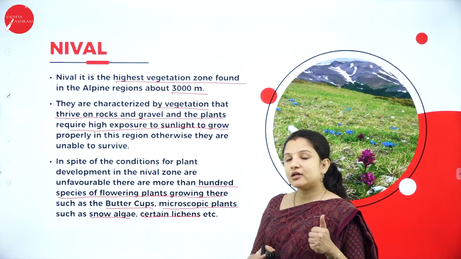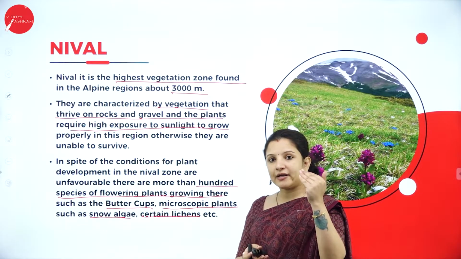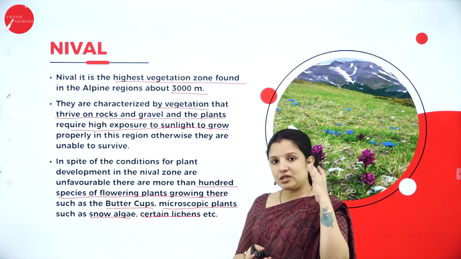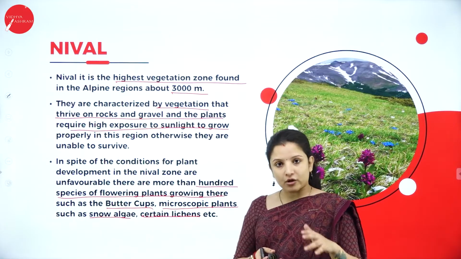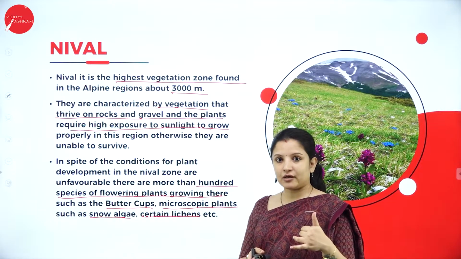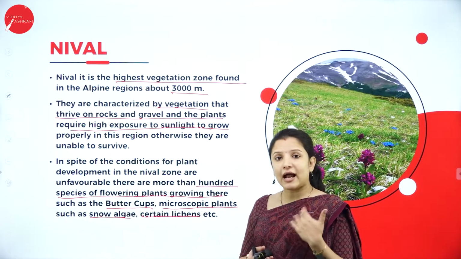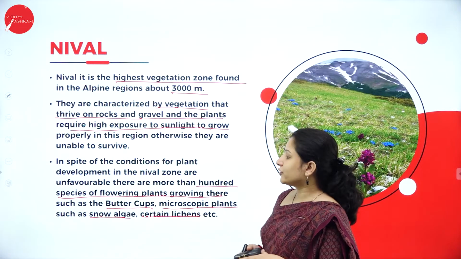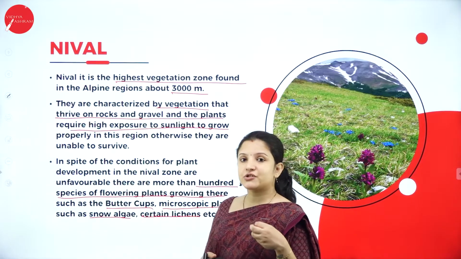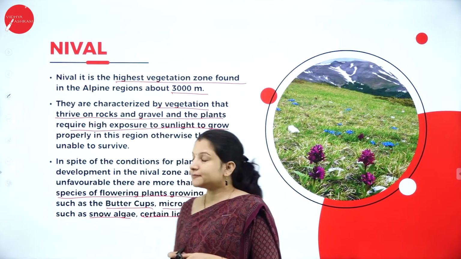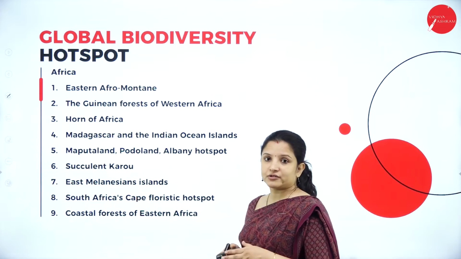So Nival regions are usually present above the alpine region. That is, 3000 meters above the alpine region is the Nival region, and they are usually rocky and somewhat snow covered, and the temperature is not that favorable for the growth of plants, but in spite of that, they have a few species of plants which are growing there in abundance. So this is about the Nival, which was the last zone.